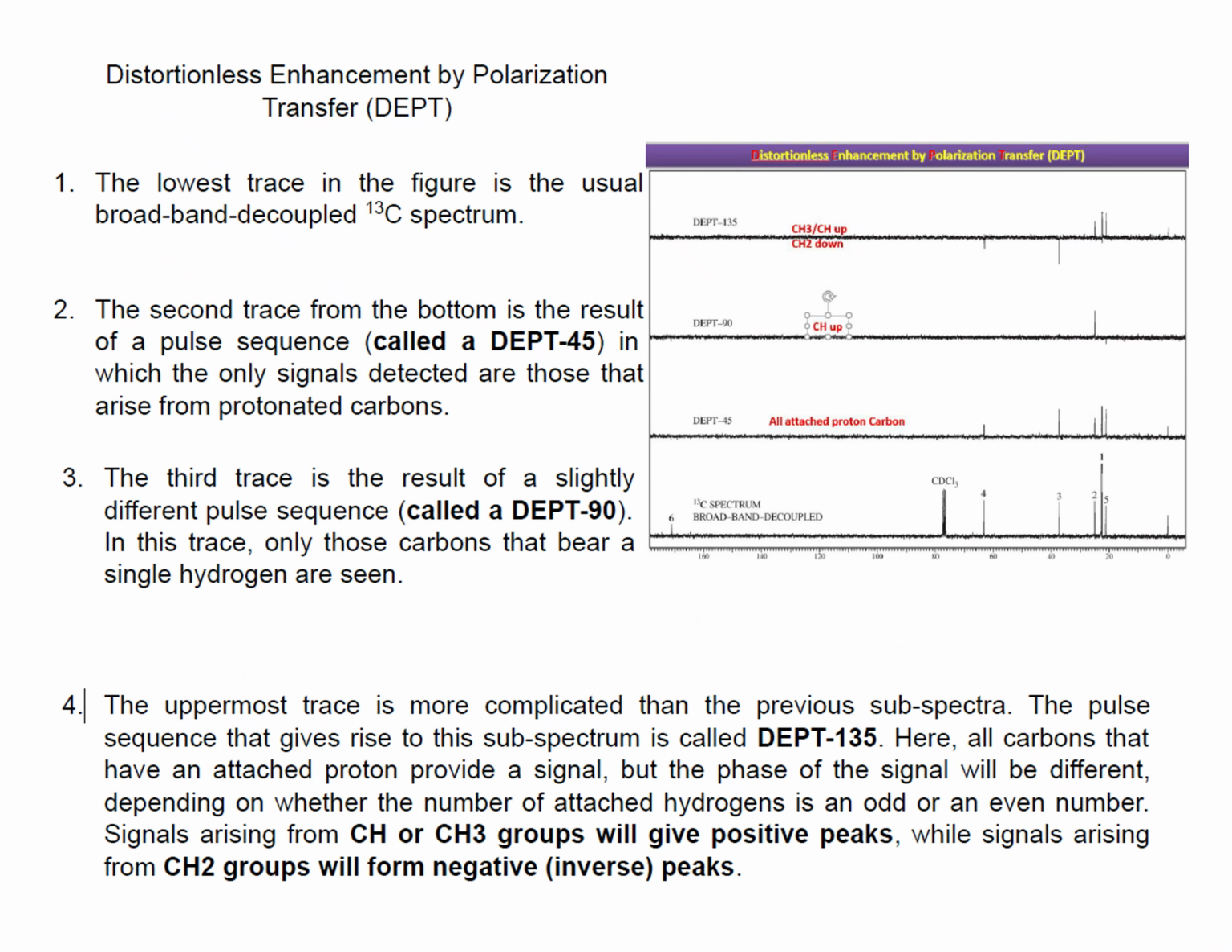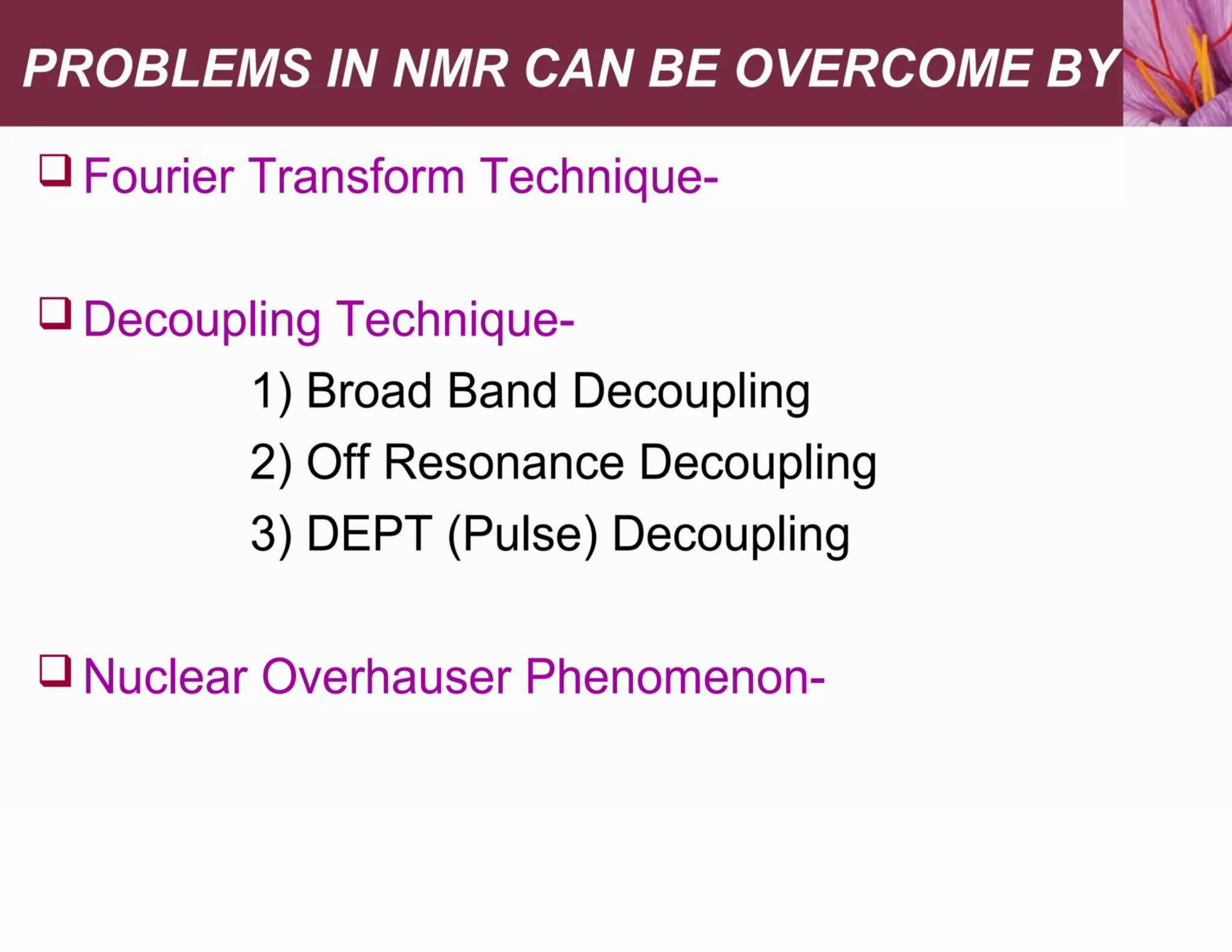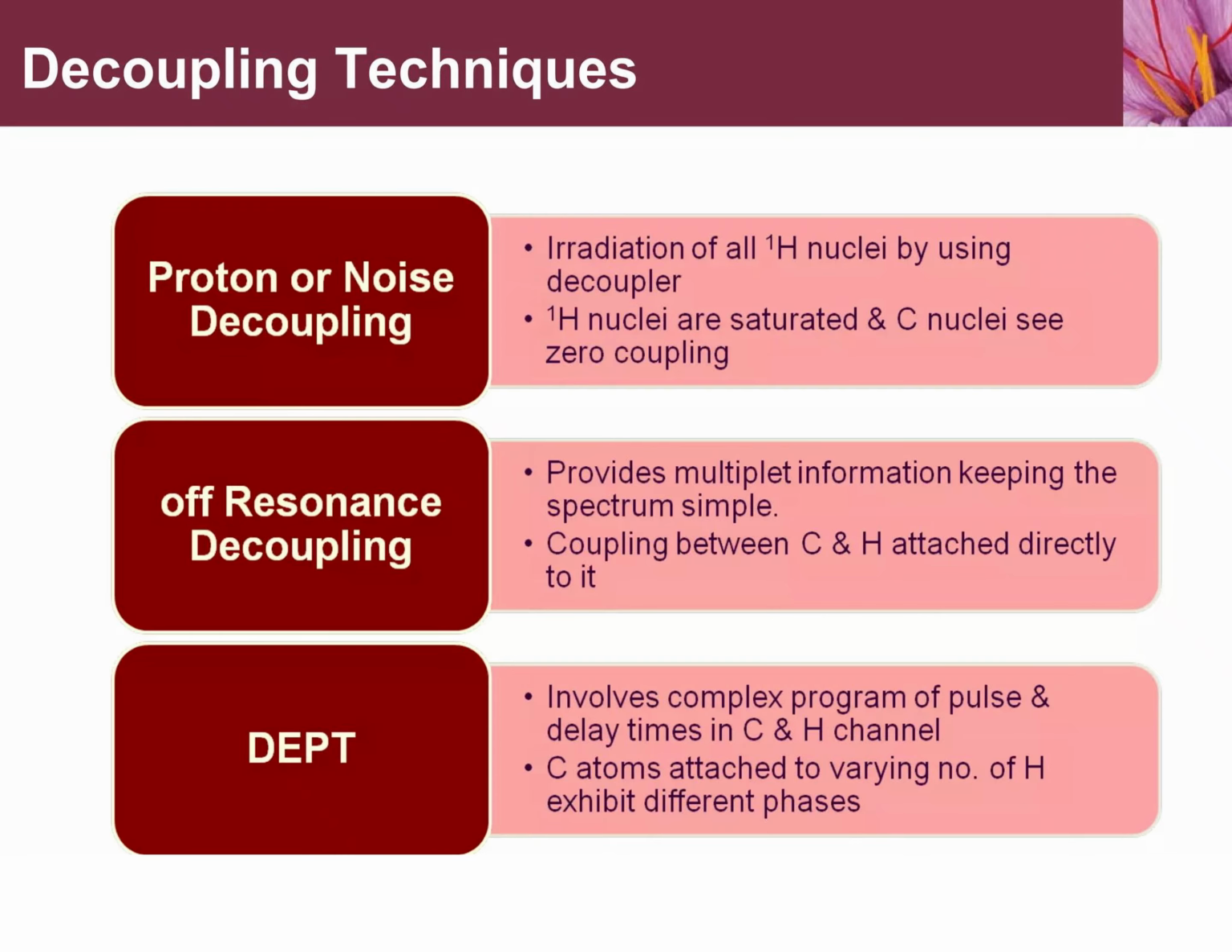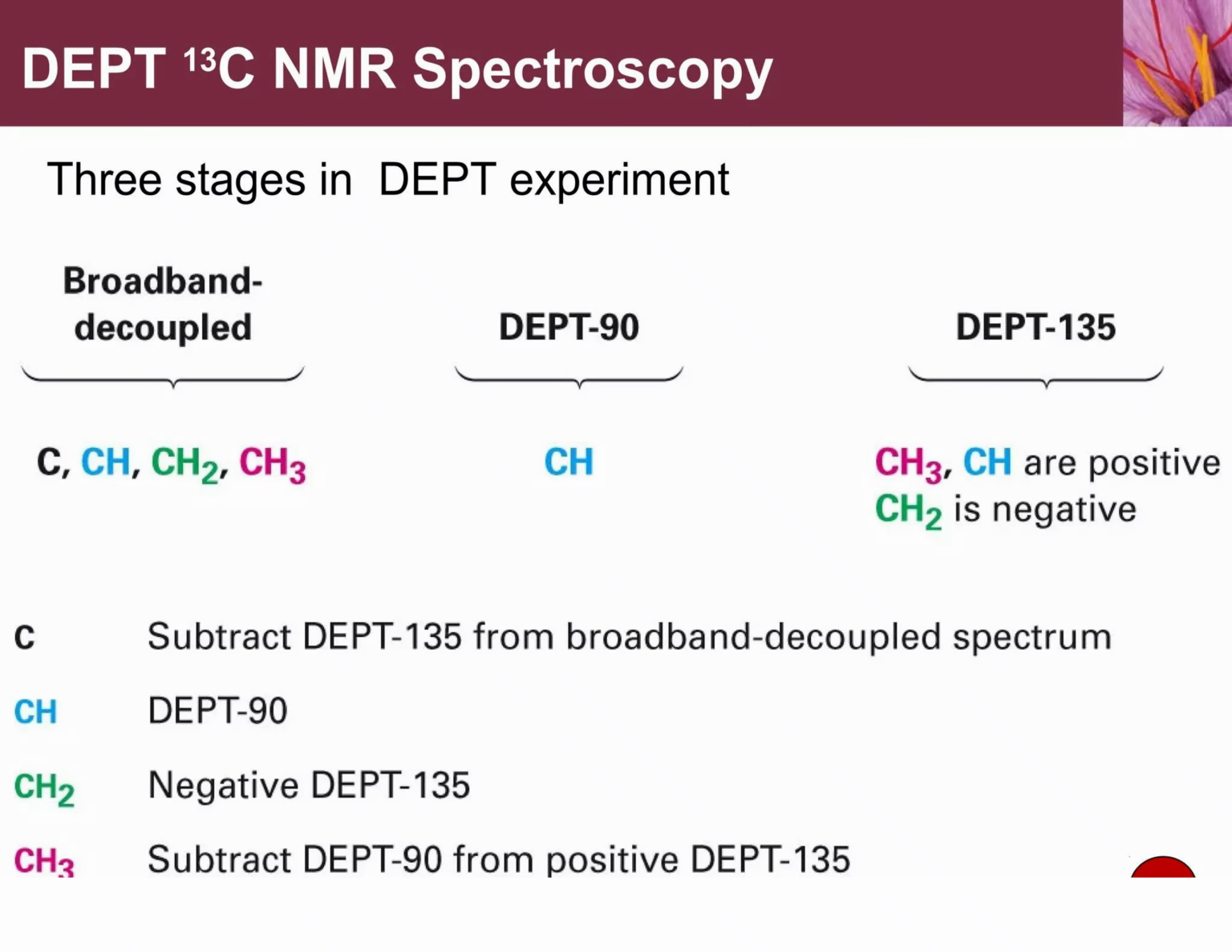So the problems in carbon NMR can be overcome by the Fourier transform technique, then decoupling techniques like broadband decoupling, off-resonance decoupling, and DEPT, then the nuclear Overhauser effect. Some decoupling techniques have been shown here, like proton or noise decoupling, off-resonance decoupling, and DEPT. I have already discussed carbon NMR spectroscopy determination using DEPT.